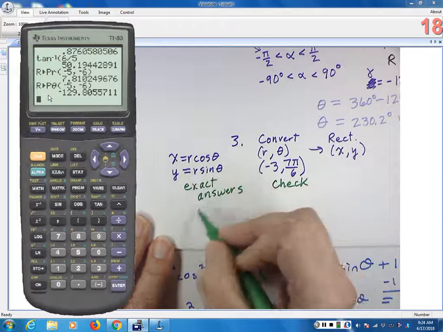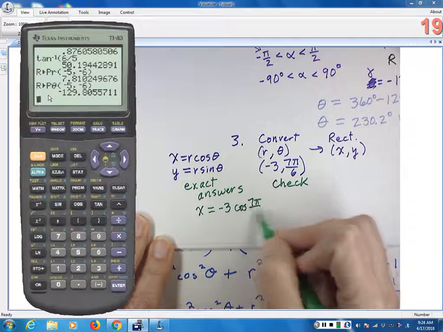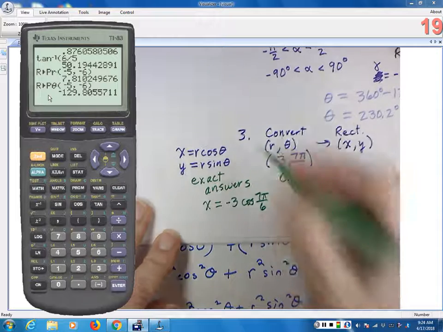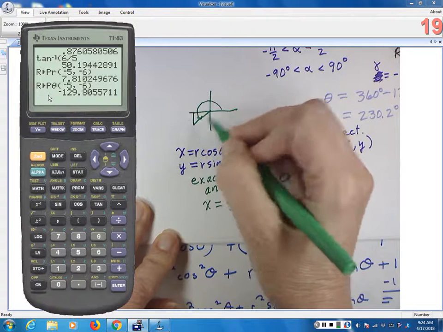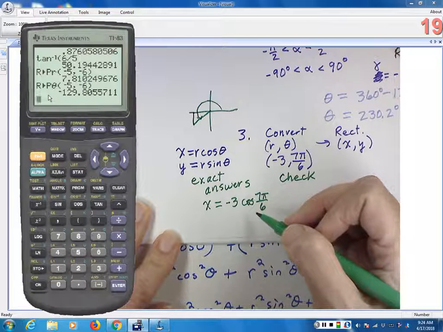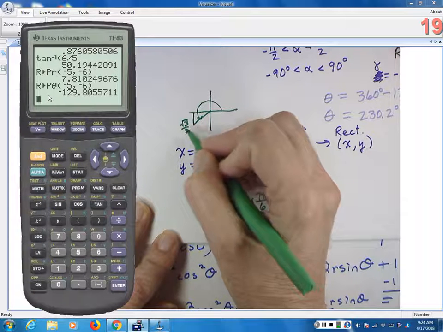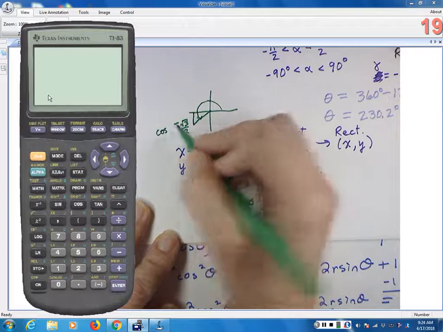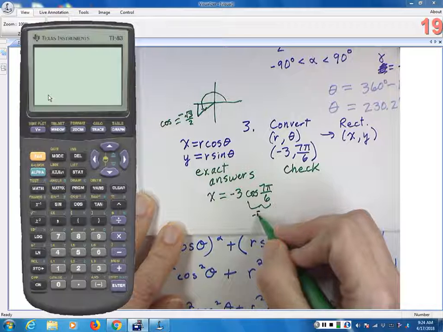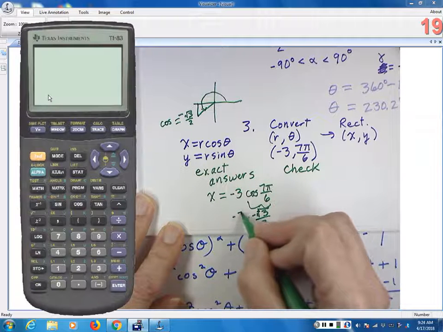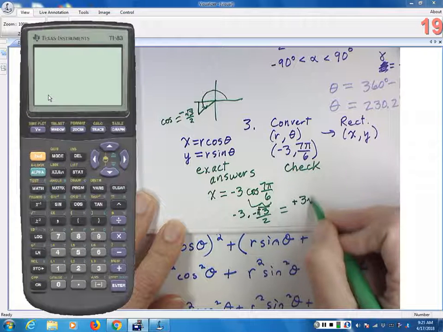r is negative, so x is negative 3 cosine of 7 pi over 6. The unit circle has 7 pi over 6 here, and cosine at this angle is negative square root of 3 over 2. So you're supposed to give me the exact answer there, positive 3 square root of 3 over 2.